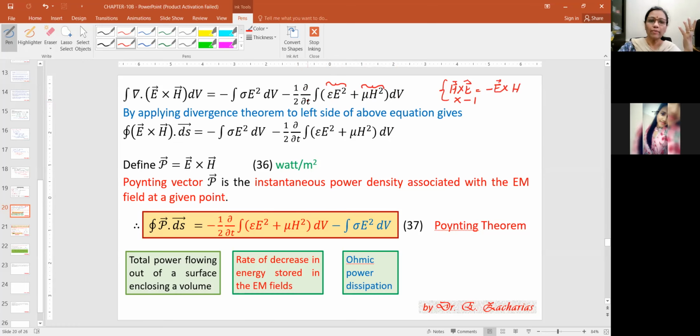And when I'm talking of dou by dou t of this expression, it means we are talking about time rate of change of energy associated with electric field and magnetic field. How many of you understood this?